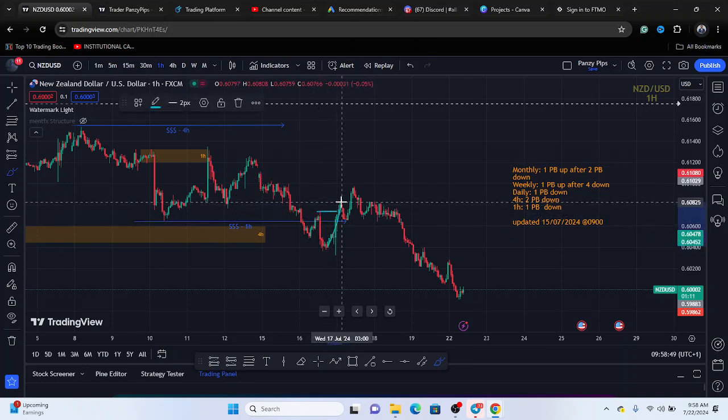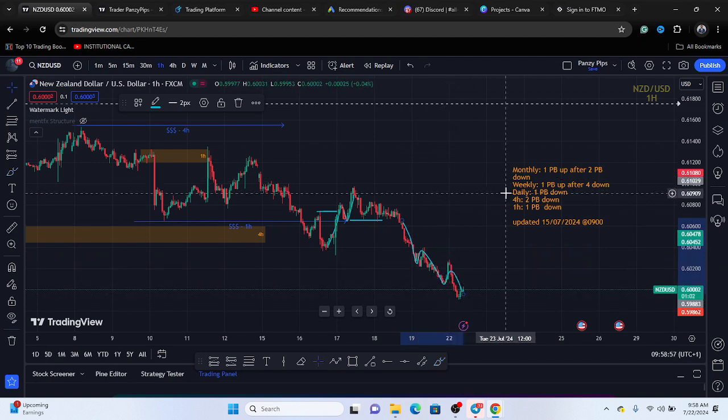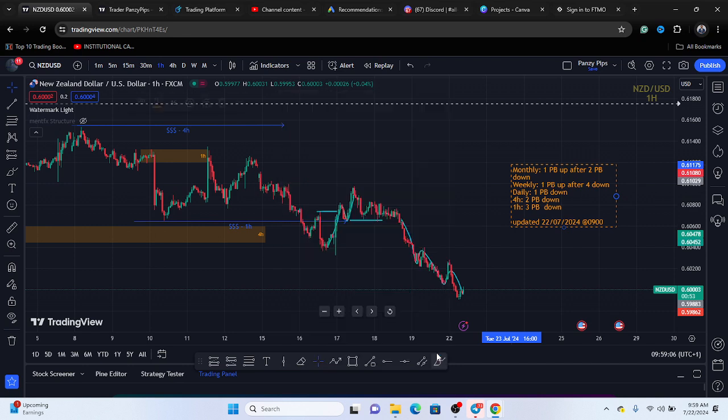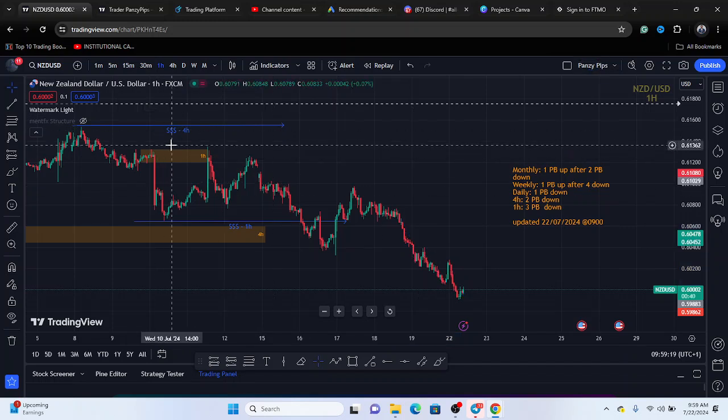But then after doing that, we had a protected high here. Market broke above it for the first time, pulled back, 2 PB up, protected low was then here, broke through it, 1 down, pullback, 2 down, pullback, 3 down. So on the 1 hour we are 3 PB down as at today. Now let's go into the larger time frame of the daily and the 4 hour.